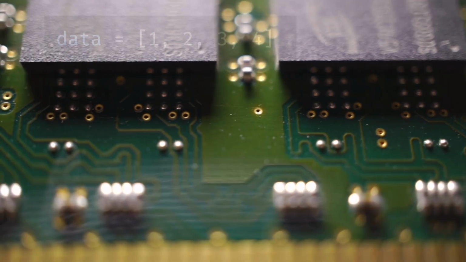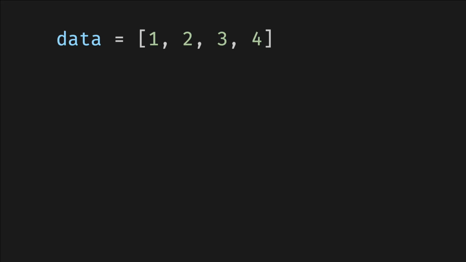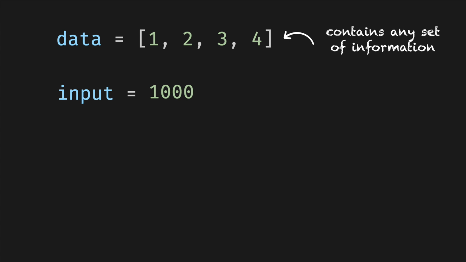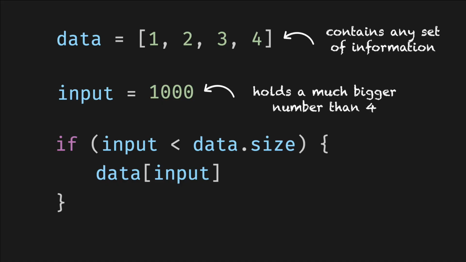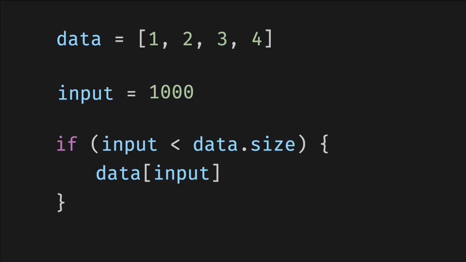using a few assumptions. Here's the code that an attacker may run. First off, the attacker starts by defining a variable that contains an arbitrary set of information. Then the attacker defines a variable input that's supposed to hold a value between 1 and 4, but instead holds a much bigger number in this scenario. Then they define an if condition that checks if input is less than data.size.